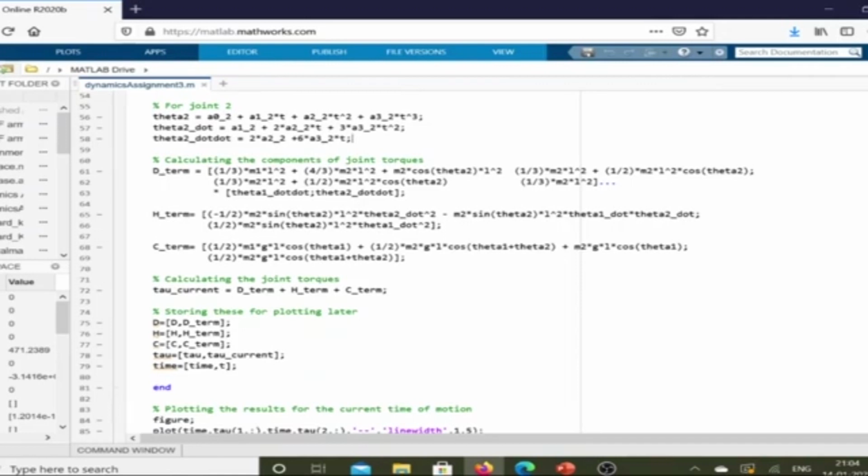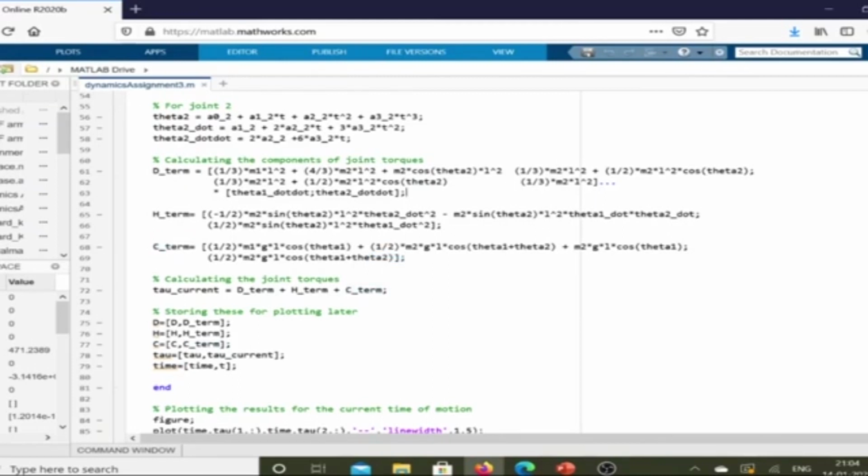Now, once you find the position, velocity, and accelerations, our next job is to put them into the dynamic equation. The dynamic equation has been written separately here. The D term is written here, the same equation I had shown. So this D into the acceleration will give you the inertia torque. The H term is written here; the H term already contains theta and theta dot, so this is the Coriolis term and centripetal term. The third term, the C term, is the gravity term, which only contains theta.